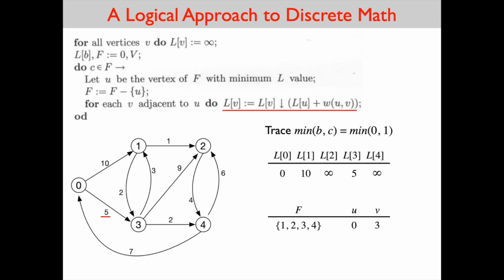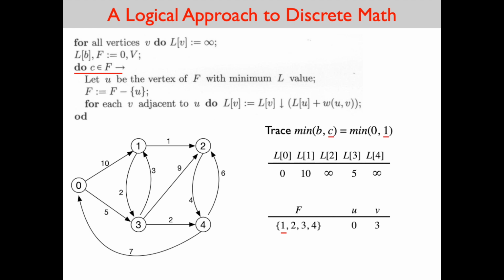Are you with me? Okay, and now we are done with that for loop, and so we exit, we get to the bottom of the do loop, and we go back up to the top with the test, the guard. Now, is C still an element of F? Well, C is 1. 1 is still in F, so we got to keep on trucking.